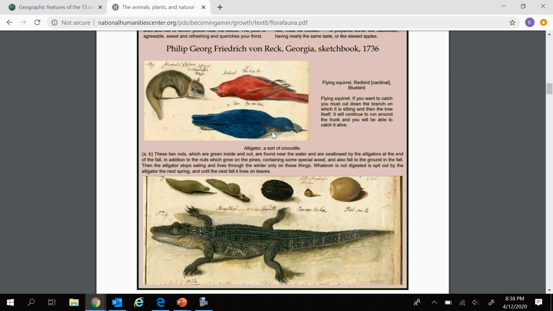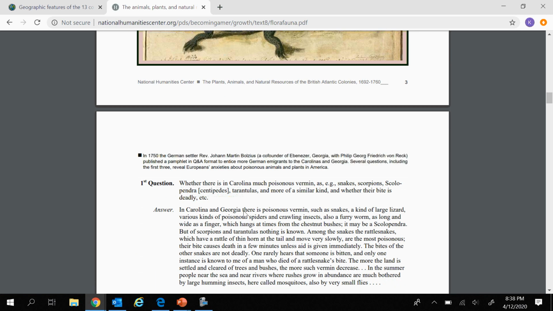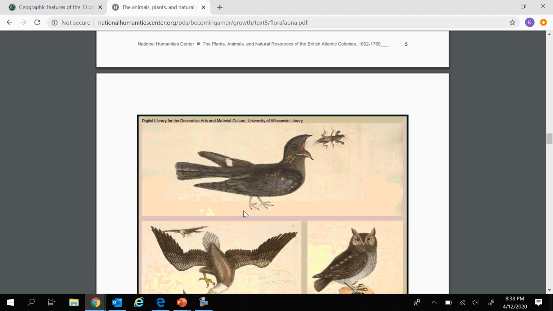And then back here with the alligator, I told you they were really fascinating to these settlers because they were not seen where they were from. And one thing that this person noticed is that the alligator served a purpose beyond being a predator. They actually helped one of the trees grow by eating and digesting the seeds of this tree. And I'm going to bring you down here.